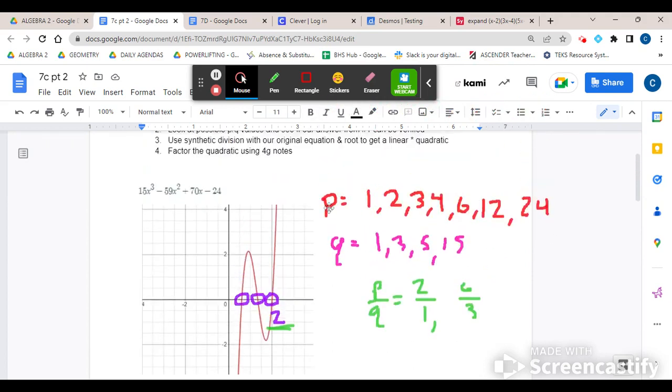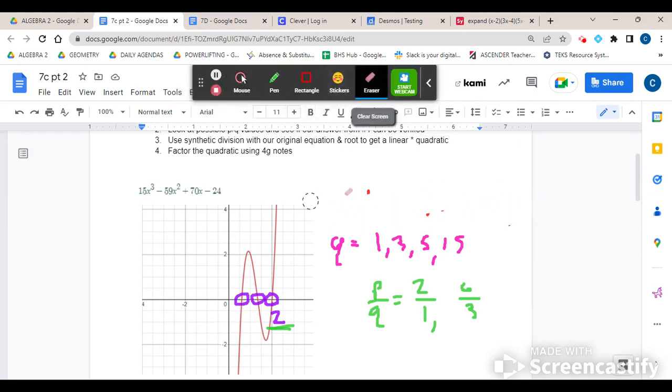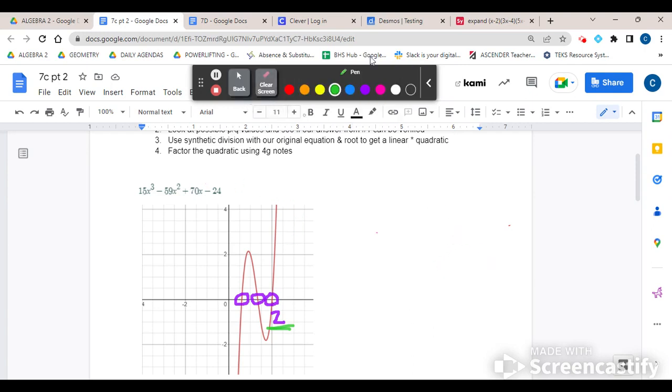Pause the video if you need to. I'm going to erase all this stuff right here. Okay. So synthetic division, we're thinking 2 is one of our roots. So we'll put 2 up here, and we'll put all of our coefficients. So we'll put 15, negative 59, and then 70 and negative 24.